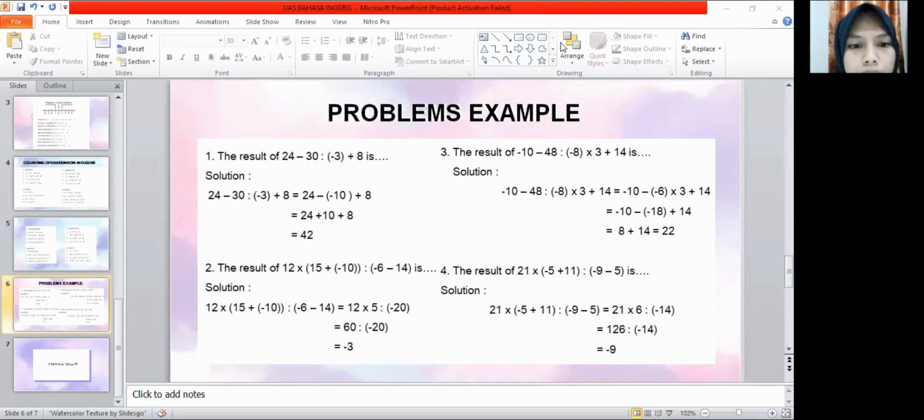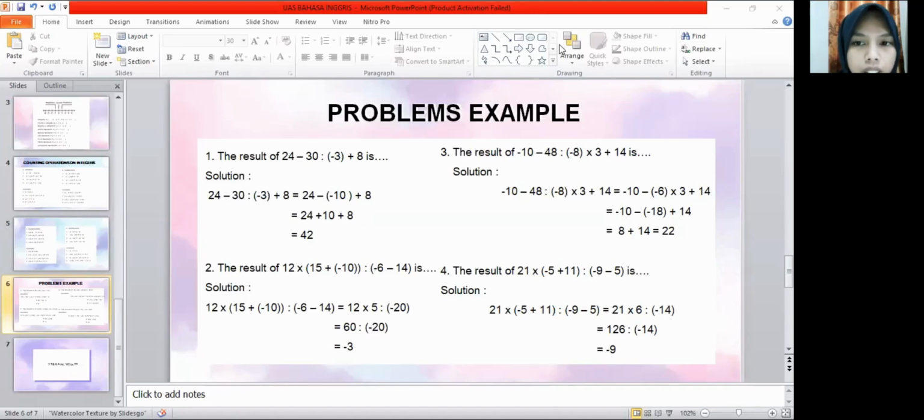Number 2. The result of 12 times 15 plus negative 10 divided by negative 6 minus 14 is? Solution: 12 times 15 plus negative 10 divided by negative 6 minus 14 equals 12 times 5 divided by negative 20 equals 60 divided by negative 20 equals negative 3.